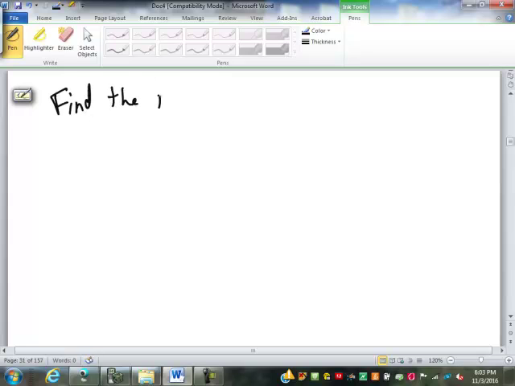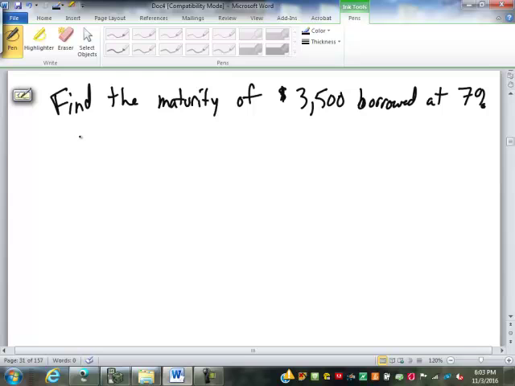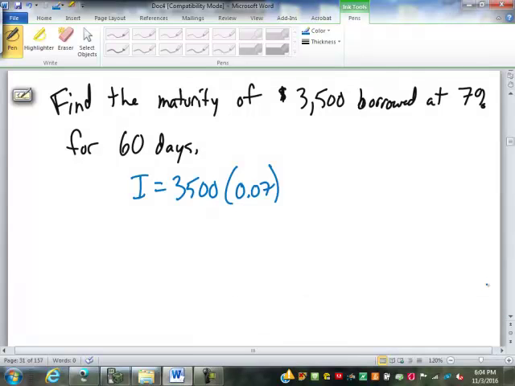Find the maturity value of $3,500 borrowed at 7% for 60 days. So again, let's try that one.